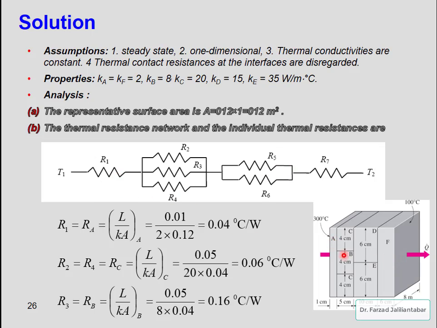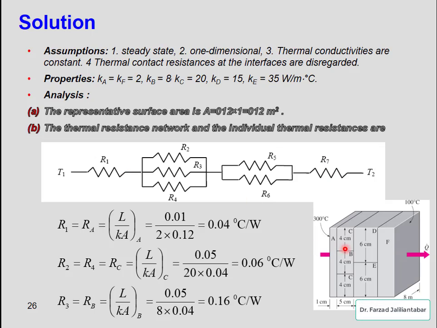Then the individual thermal resistances, according to the materials we have here, are like this. We have only conductive thermal resistance in the wall. For material A, we have R1. For section 2, we have two materials but three parts, so we have three conductive thermal resistances, R2, R3, R4. In section 3, we have two thermal resistances for part D and part E, because we have two different materials. And for section 4, we have only one material and one thermal resistance.